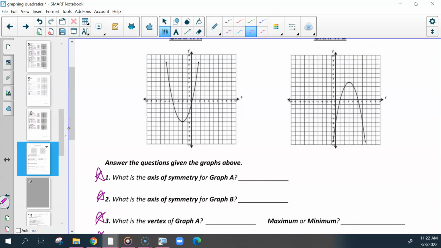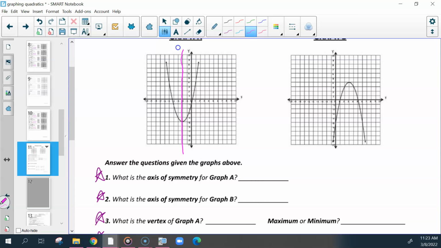So if we had to find the axis of symmetry of graph A, we don't have an equation, but we could look at where, what line would split this parabola directly down the middle? At what point? Two. That was at 3. No, the line I drew was at -3.